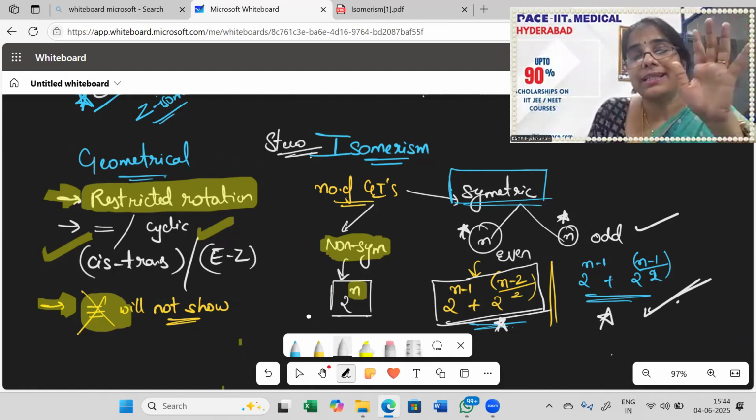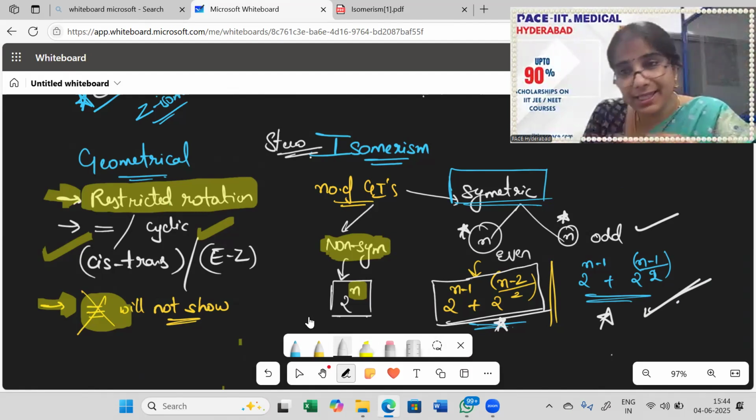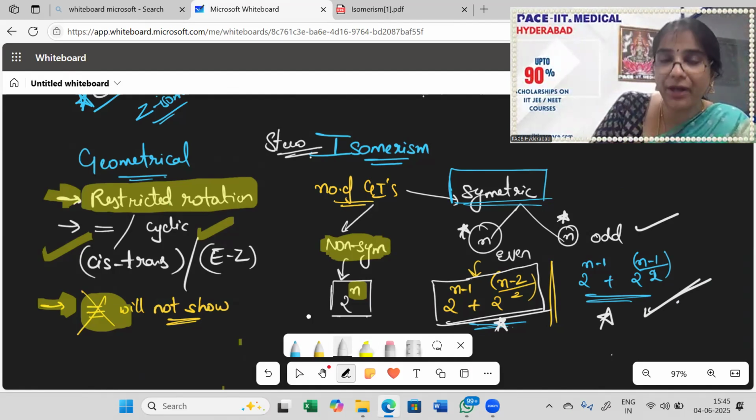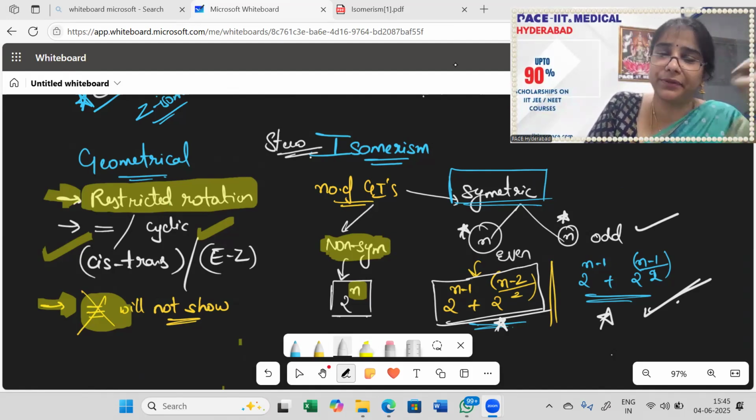If n is odd, these many isomers you are going to get for symmetric structures. All right, so by this, I think you all got a small understanding of geometrical isomerism. Now, what are we going to do? We are just going to attack some questions from your past papers, so that you will have a more thorough understanding of the topic. Let's hit on to the topic now.